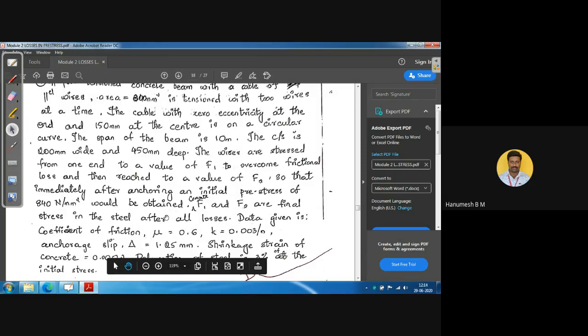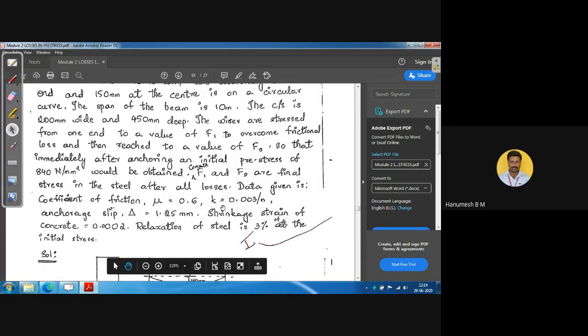Data given is coefficient of friction mu is 0.6, K is 0.003 per meter, anchorage slip delta is equal to 1.25 mm. Sinking strain of concrete is 0.0002. Relaxation is 3% of the initial stress. So these are the given data.